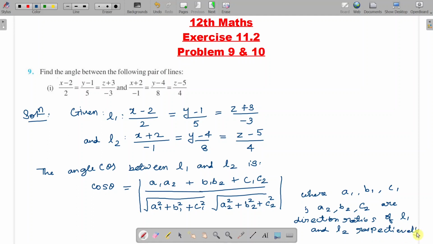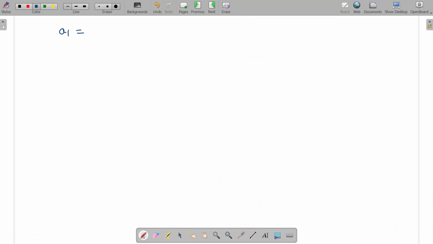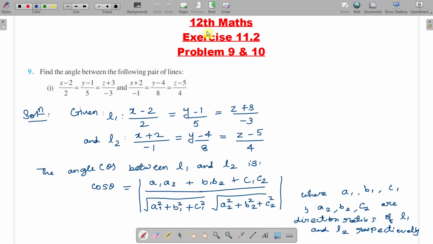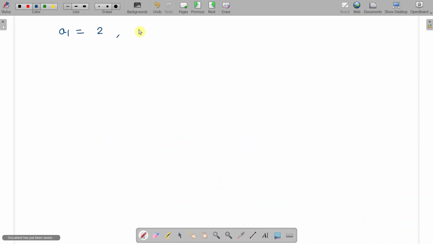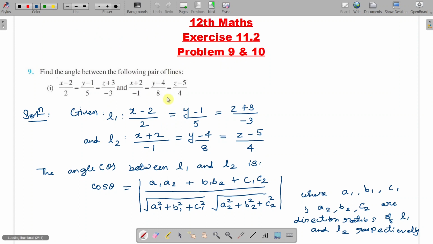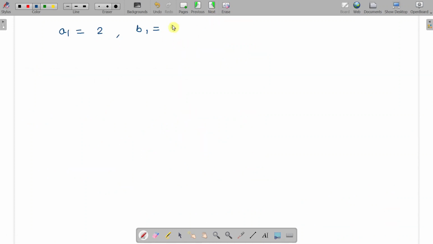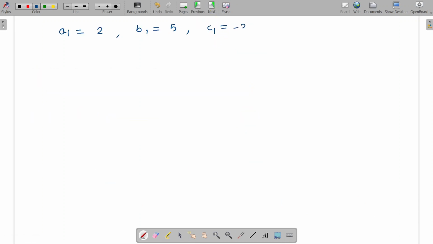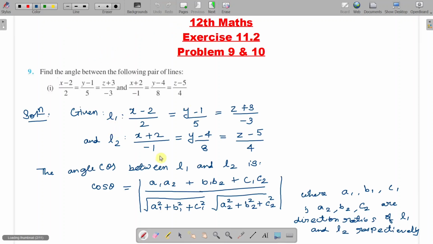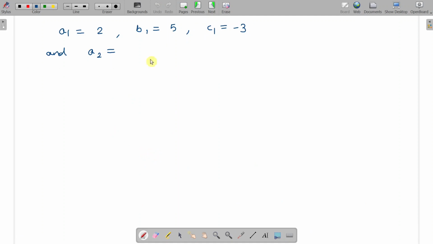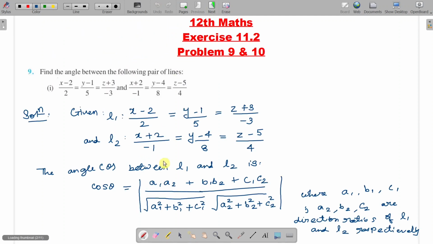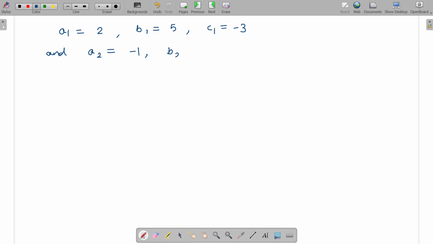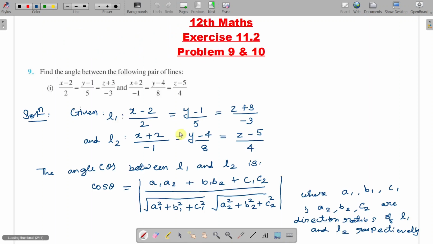So, let us write A1, B1, C1 first. A1 is what? We have to look at the denominator of the first line. So A1 is 2, then B1 is equal to 5, and C1 is equal to minus 3. And A2 is equal to, now we look at the denominator of line 2, minus 1, then B2 is 8 and C2 is 4.